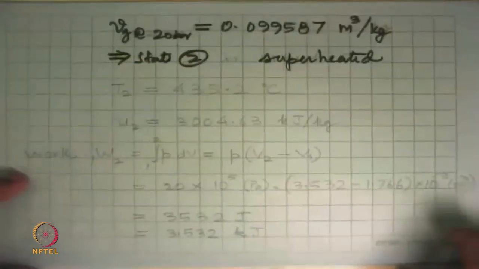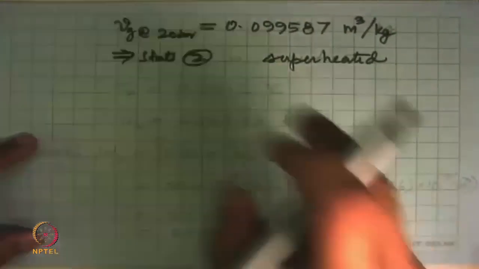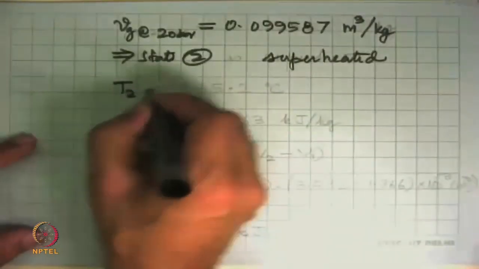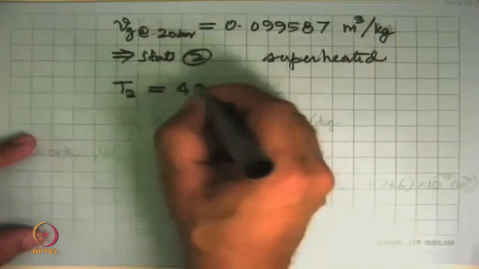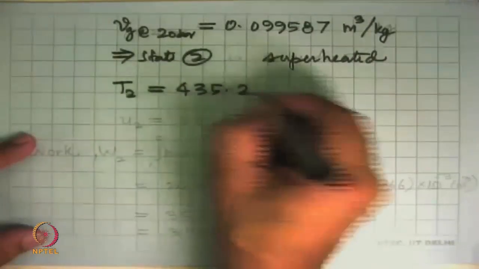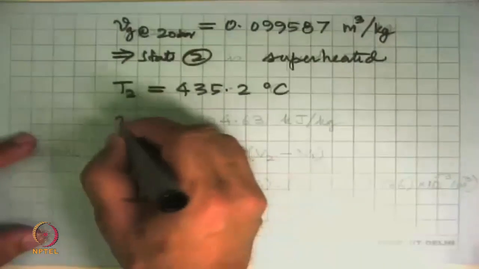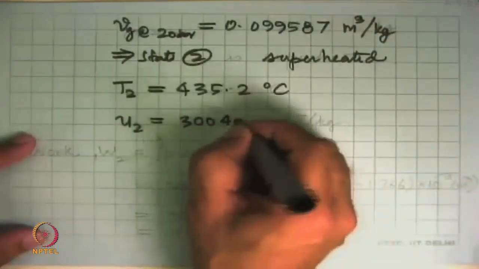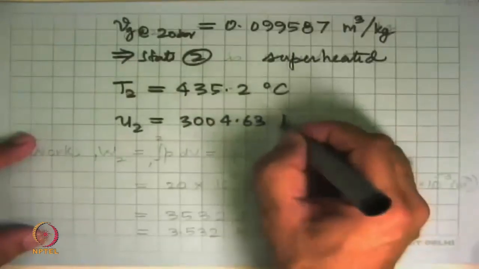So we go to the superheated property tables and find out, at that specific volume at 20 bar, what is the temperature that gives that? That T2 comes out to be 435.2 degrees Celsius, and from there you can also get U2 as 3004.63 kilojoules per kg.